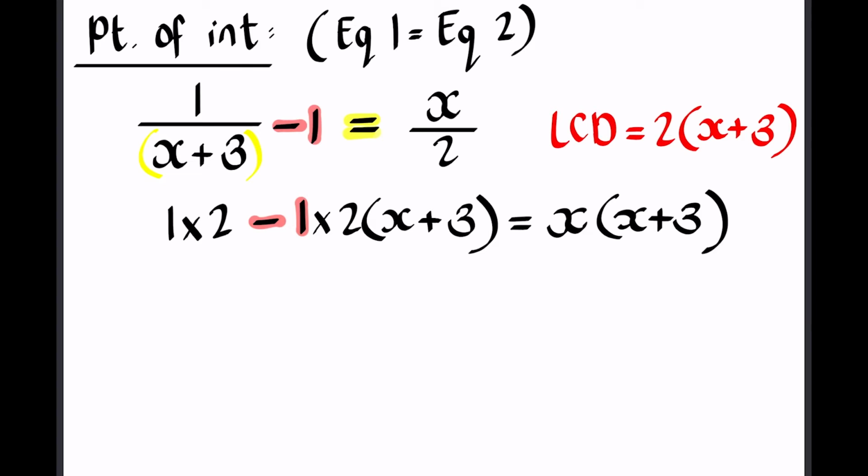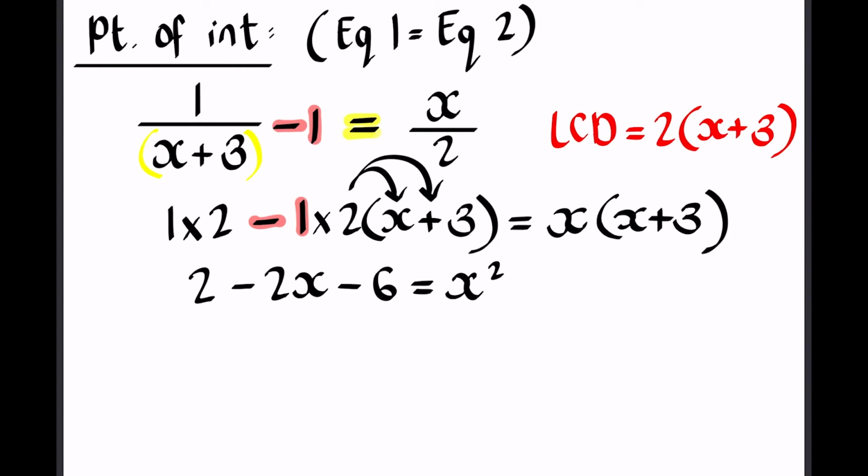Now I'm going to simplify this. So 1 times 2 is 2, minus 1 times 2 is minus 2, and that minus 2 is then going to go inside that bracket. So minus 2 times x is minus 2x. Minus 2 times positive 3 is negative 6. Equal to x times x, which is x squared, and x times positive 3, because this x is going into that bracket, is positive 3x.